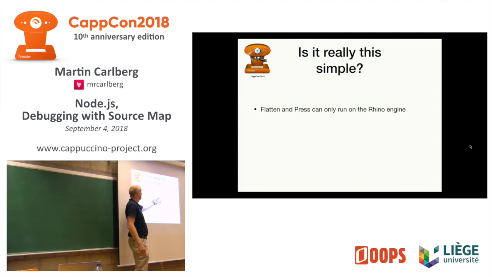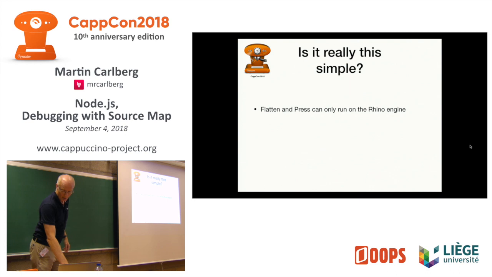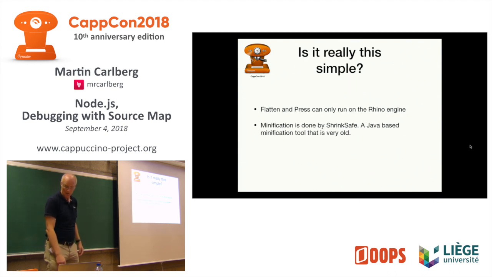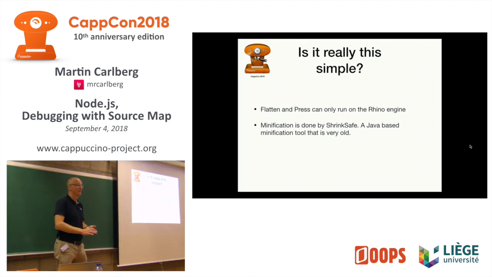Flatten and press can only run on the Rhino engine. Flatten is fixed. We also have a minification tool that's called shrinksafe. It's a Java tool, actually. We've used it for a very long time.